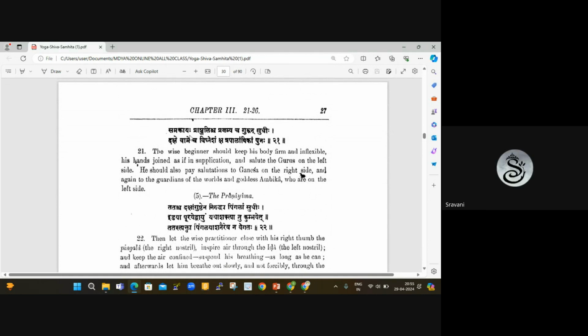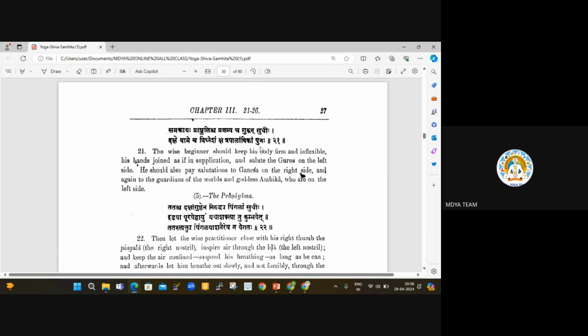The wise beginner should keep his body firm and inflexible. The Sanskrit one: Samakaya ha, Samakaya prachilla, pranamya cha gurun sudhihi, dakshe vame cha vignesham kshetrapalam ambikam, kshetrapalam ambikam punaha.